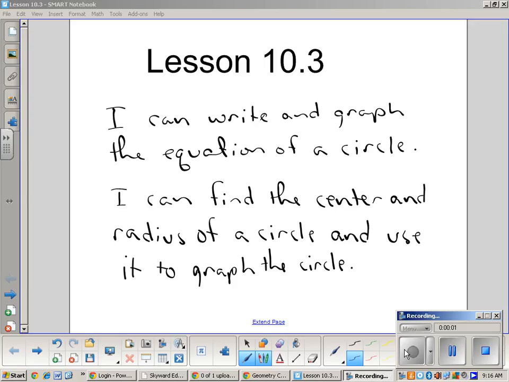Today we're going to focus on circles. We want to be able to write an equation of a circle, and we want to be able to graph a circle, and we need to be able to find the center and the radius from the equation and use that information to graph the circle. So those are the items we're going to be focused on today.